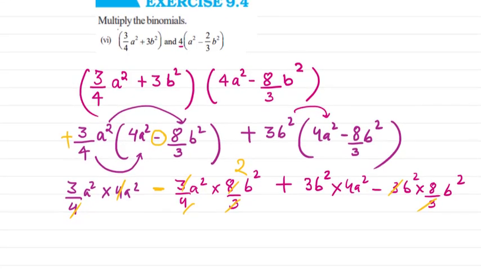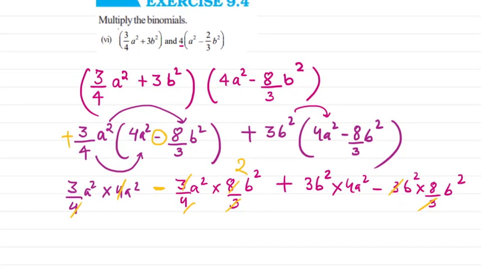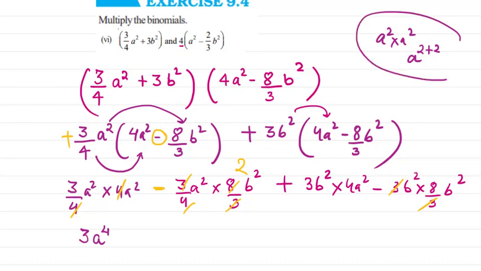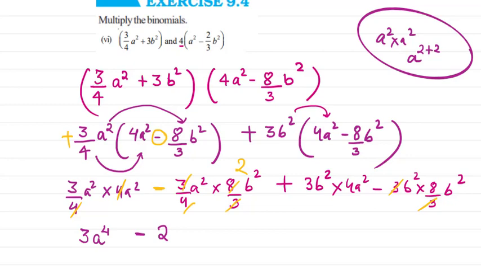After calculating this, the answer will be: 3a square becomes a to the power 4. Whenever the base is the same, the powers get added, so a square into a square is 2 plus 2, 4. Then we have the next one, it's a minus sign. The 3 we have cancelled, so we have only 2 as the numerical, and then a square b square. In the next one, 3 into 4 is 12, b square a square you'll get, and the next one is b square into b square, that will give you b to the power 4.